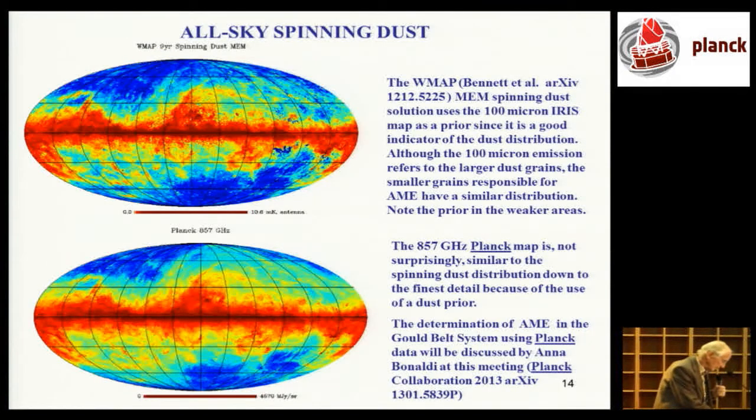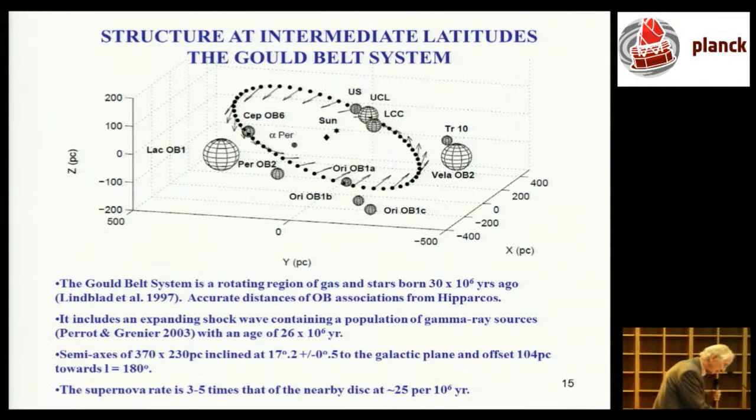So a similar thing again, you can get a component separation for spinning dust by using the 100 microns, or in our case we could use the higher frequency Planck data, and you can see how the WMAP people have used that, and the spinning dust looks exactly like that, but that's where the prior came in, and so you're seeing the prior rather than an independent assessment.